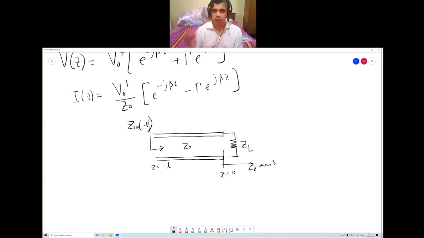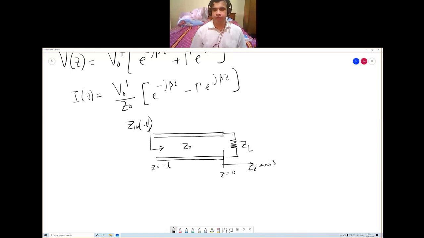Right. Now our problem is we would like to find the input impedance of the line seen from an arbitrary point whose z coordinate is minus L, or we need to find Zin at z equal to minus L. Is the question clear?